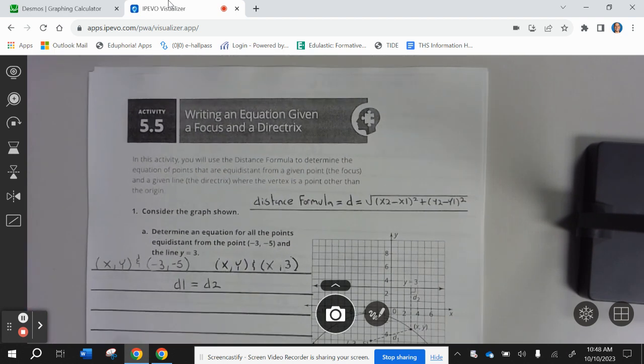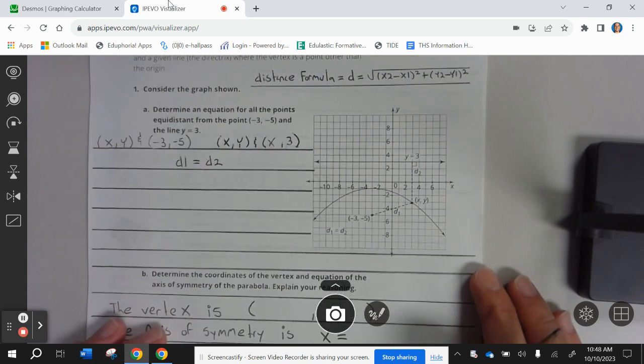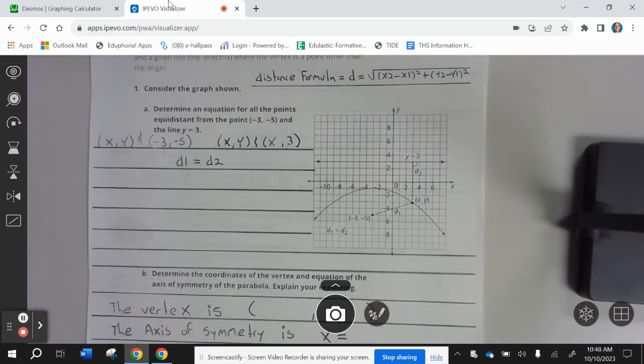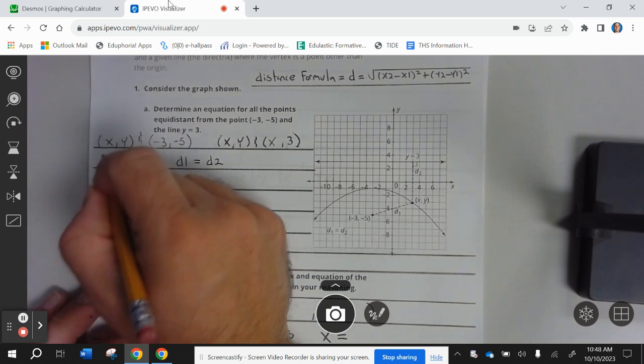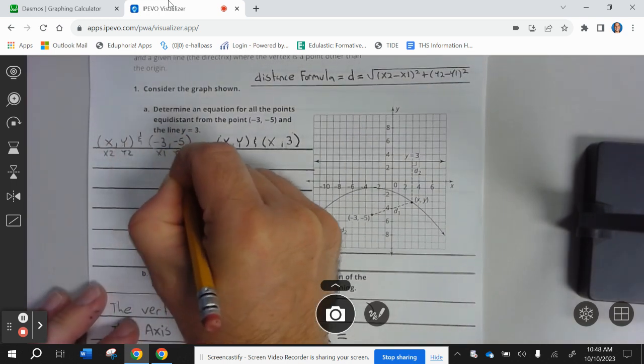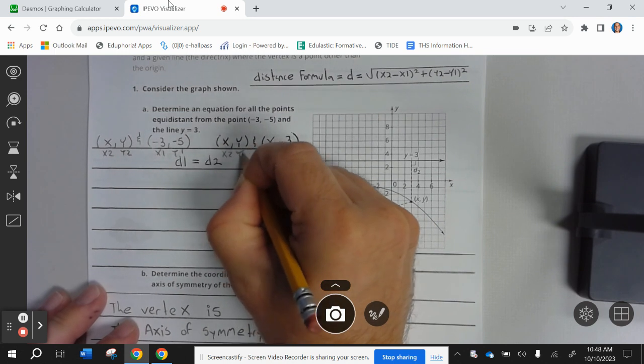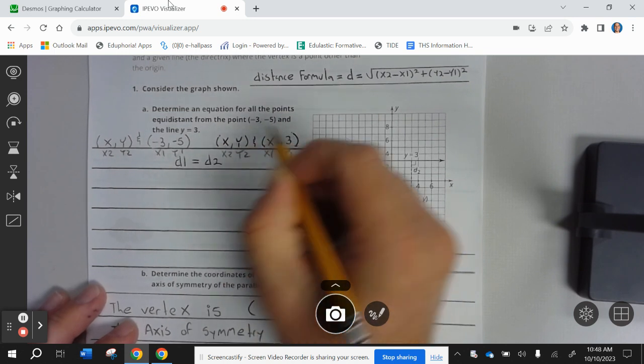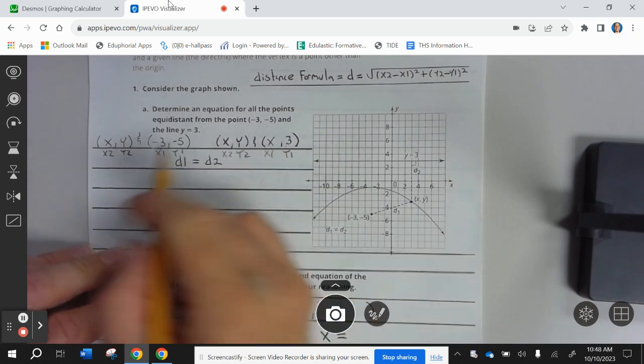Activity 5.5, writing an equation given a focus and directrix. In this activity, you will use the distance formula to determine the equation of points that are equidistant from a given point, the focus, and a given line, the directrix, where the vertex is a point other than the origin. So we're using the distance formula. We're determining the equation for all the points equidistant from the point (-3, -5) and the line y equals 3. So this is x2, y2, x1, y1. Okay, so we plug these into the formula.